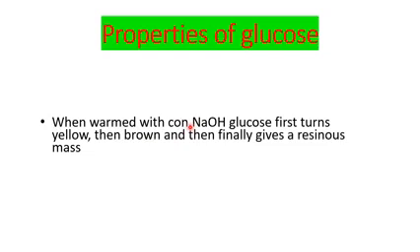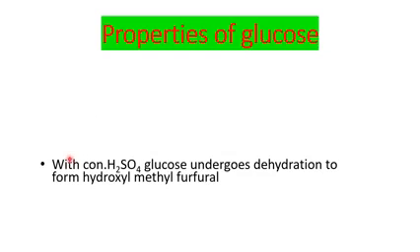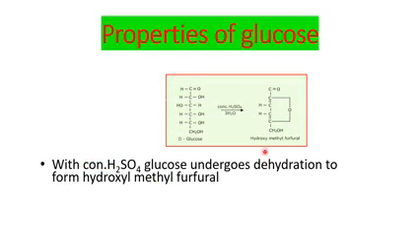When boiled with concentrated NaOH, glucose first turns yellow, then brown, and finally gives a resinous mass. With concentrated sulfuric acid, glucose undergoes dehydration. Concentrated sulfuric acid is a good dehydrating agent; it removes water from many molecules. So it removes water from glucose also and forms hydroxymethyl furfural. So how many molecules of water are lost? One molecule.